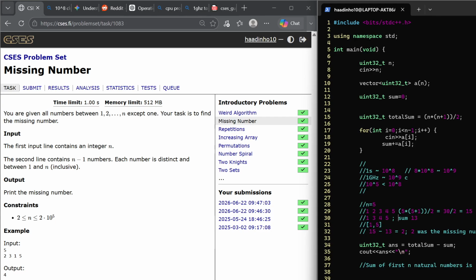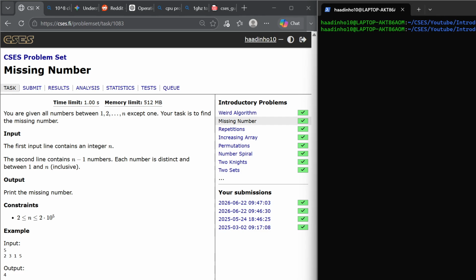If you see over here, we don't have 2, we just have 1, 3, 4, 5. So that's the reason why, by using the formula and thanks to the constraint, we can go through each element of the array once and add it. We're going to get the answer.